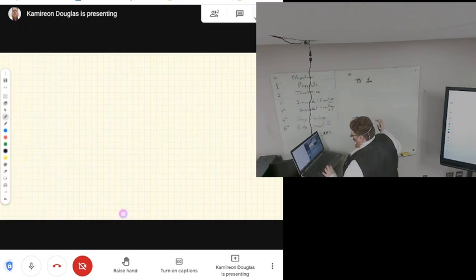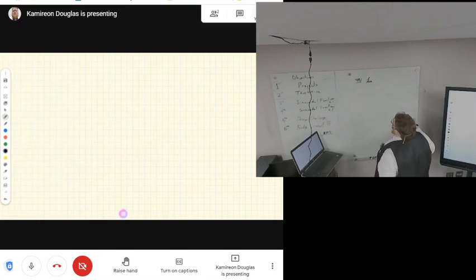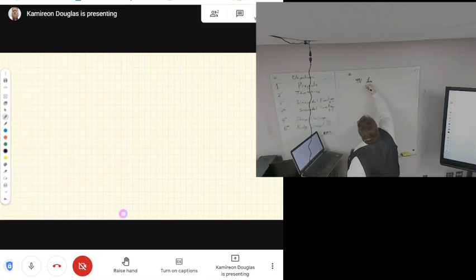Alright, so 49. Limit as n approaches infinity of the following function: summation i equals 1 to n of 24i over n squared. Looking good so far?